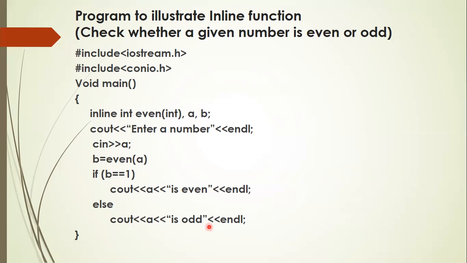So whether the number is even or odd is decided by the return value. If 1 is returned by the even function, it means it's an even number. If 0 is returned, it means the given number is an odd number.